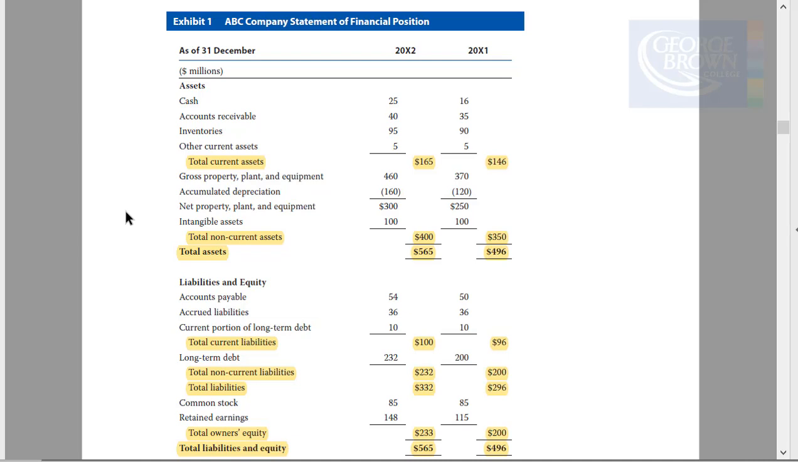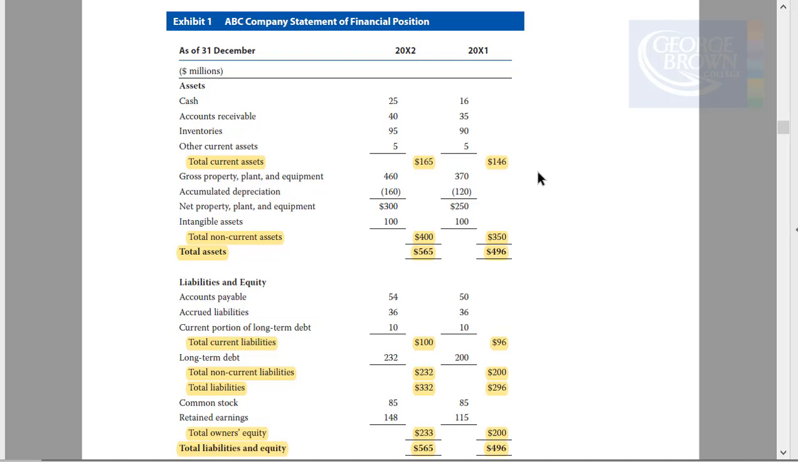Total assets are split between current assets and non-current assets. Current assets are cash, accounts receivable, inventories, cash or assets that can be converted to cash in 1 year or operating cycle. Non-current assets are gross property, plant, and equipment minus accumulated depreciation. And here we've got something called intangible assets. These are assets that we can't touch or feel. An example would be a patent. A patent is an asset. It's a resource controlled by the company that has a value, but we call it an intangible asset. There are other examples such as goodwill, okay?